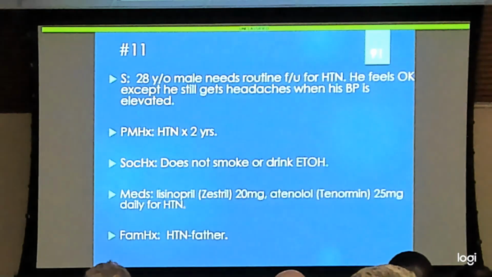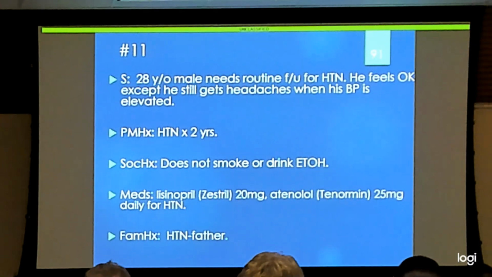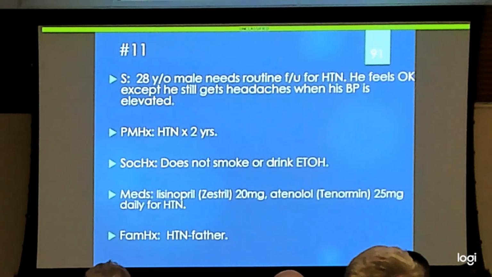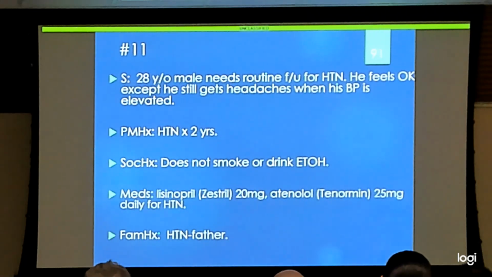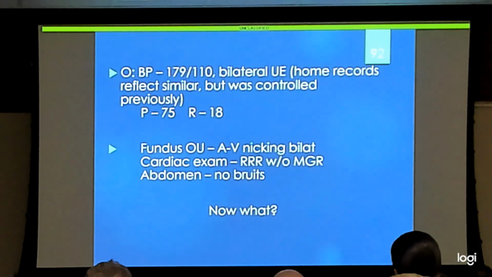This guy, he's cool. I like the picture. Needs routine follow-up for hypertension. He feels okay, except he still gets a headache when BP is elevated. Hypertensive for a couple years, doesn't smoke or drink. He's on lisinopril 20, atenolol 25 daily for hypertension. He's compliant. Dad also has hypertension. Blood pressure's a little wacky. Home records reflect similar, but it was controlled previously. Just happening. Pulse is boring, blood pressure is boring.